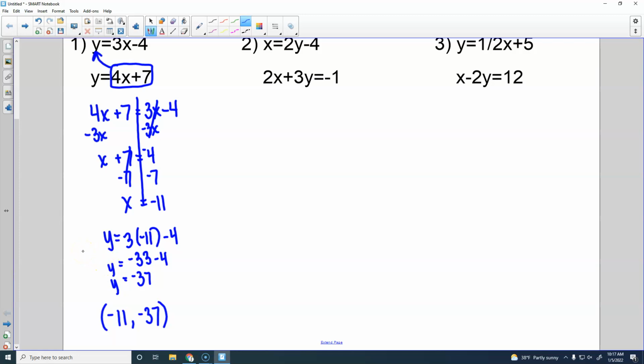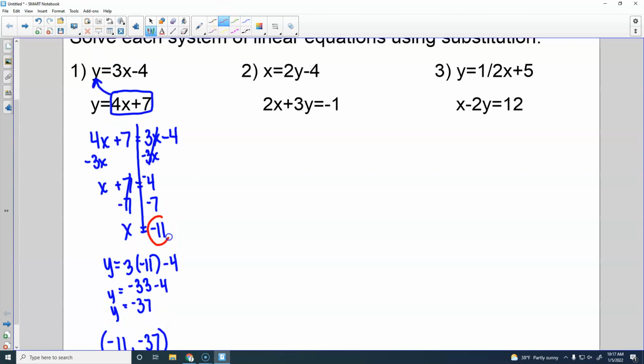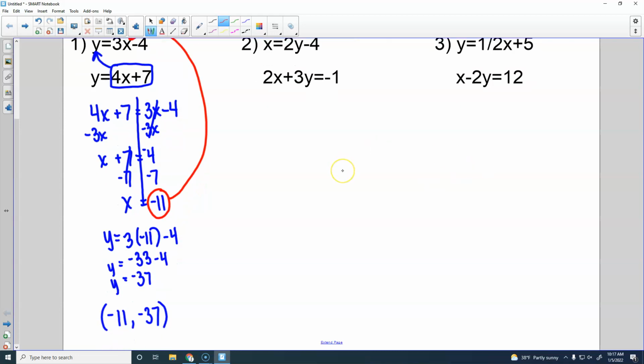Okay, questions? So the -11 right here is what we got for our x. So I took it and I just put it right here for my x. All right. So you could have used the second equation too. It doesn't matter which one you use. So I got 3 times -11 minus 4. And then you're just going to do your order of operations. So you multiply here and you get -33. Subtract 4. That gives you -37. Okay. All right, other questions on number 1?